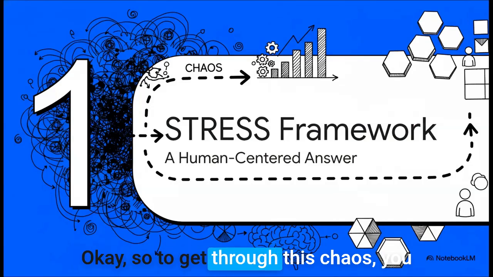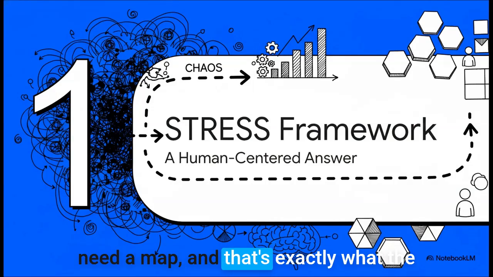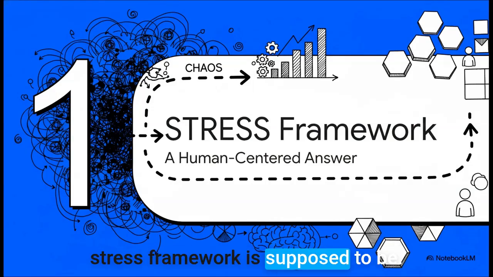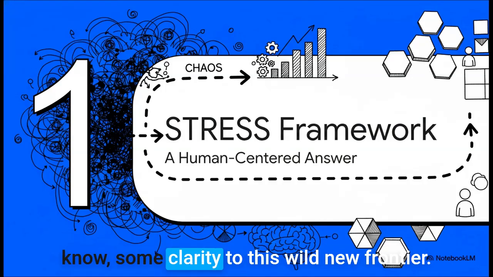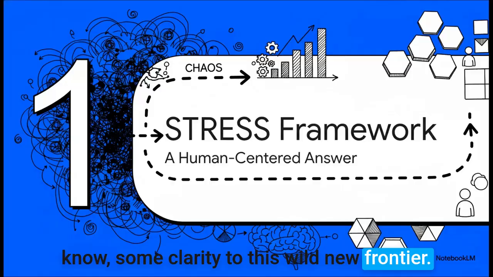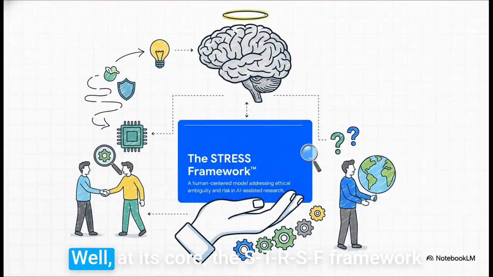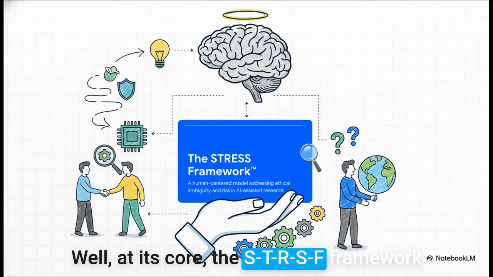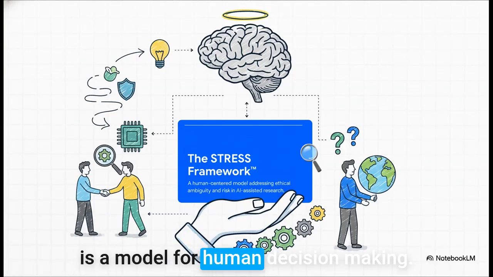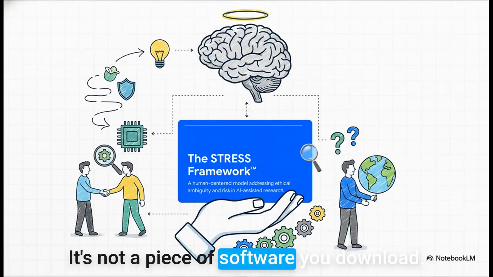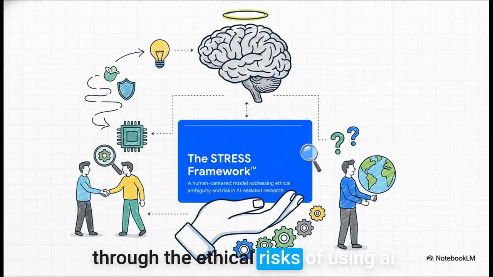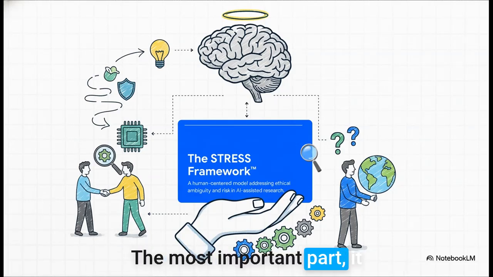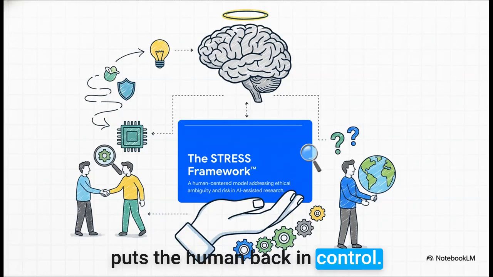Okay, so to get through this chaos, you need a map, and that's exactly what the S.T.R.E.S.S framework is supposed to be. A model designed to bring some order and some clarity to this wild new frontier. So what is it exactly? Well, at its core, the S.T.R.E.S.S framework is a model for human decision-making. It's not a piece of software you download, it's a guide to help researchers think through the ethical risks of using AI. The most important part? It puts the human back in control.